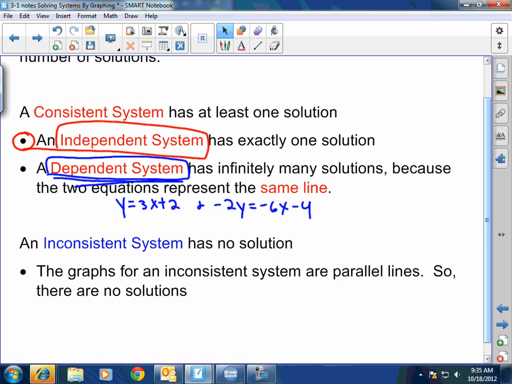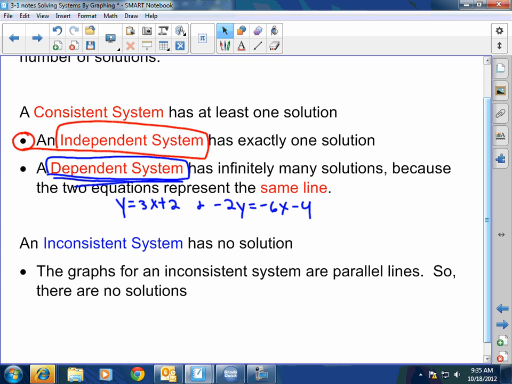And graphs of inconsistent systems are parallel lines, so there are no solutions. What do we know about parallel lines, guys? They never cross, but what do we know about their slopes? They have the same slope. Very good job, guys. Equal slopes.